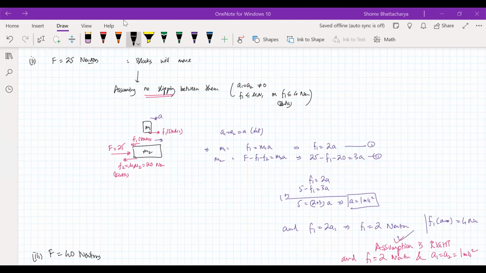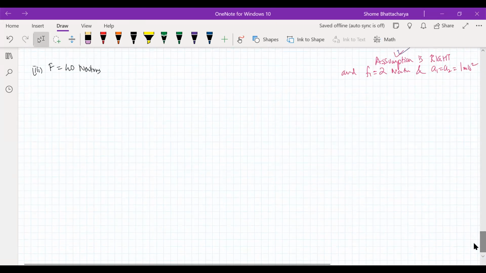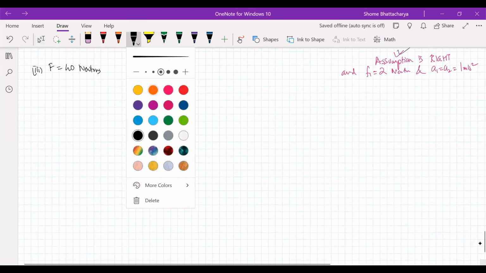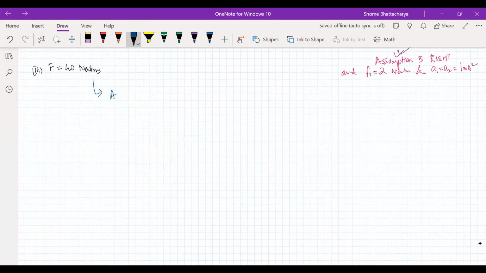Okay, so let's see what's happening in this part now. When we are applying the force of 40 newtons, if you start with the assumption that they have a common acceleration, you will probably see that there is slipping between them. Let me verify. So again, I'll go with that assumption. Sir, there is slipping between them. There will be slipping, right? But even if I start with the wrong assumption, I'll show you how you can correct your step.